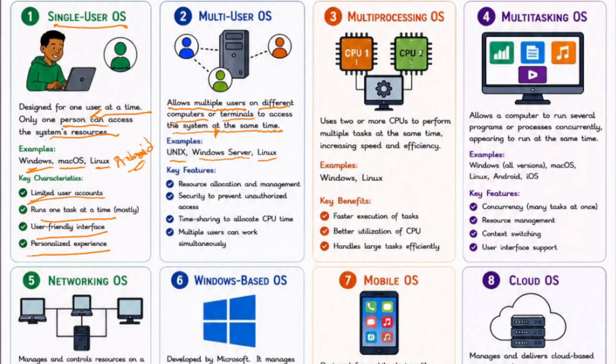You can check more on this if you don't understand, or let me know if I should be explaining in another video. Now, multitasking. Multitasking allows a computer to run several programs or processes concurrently. Concurrently means appearing to run at the same time.